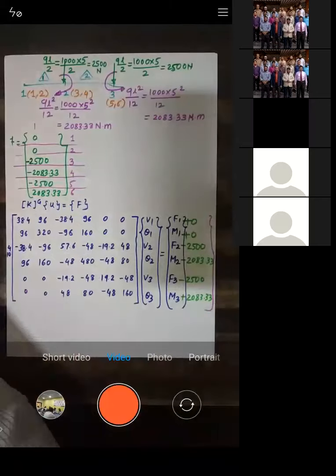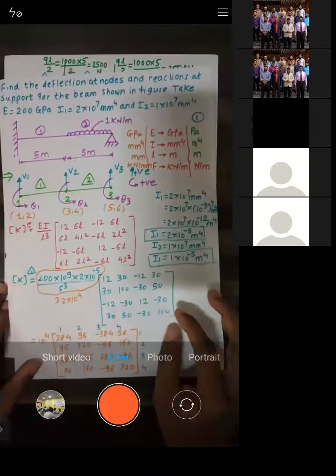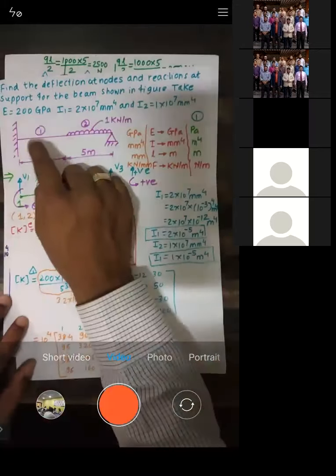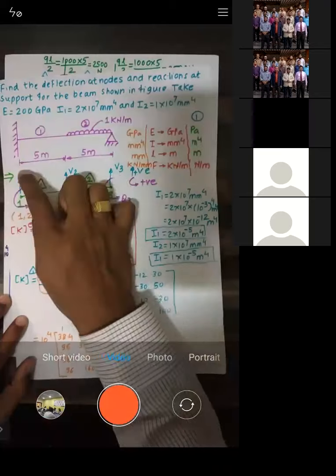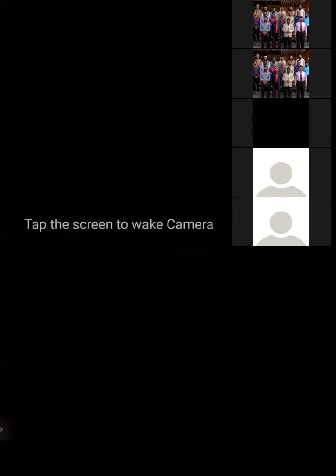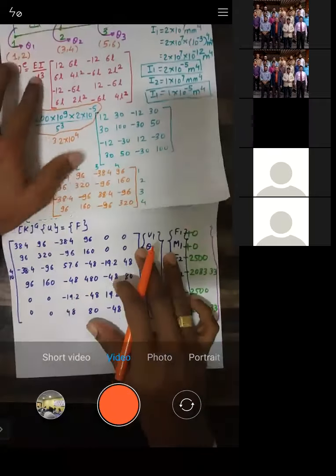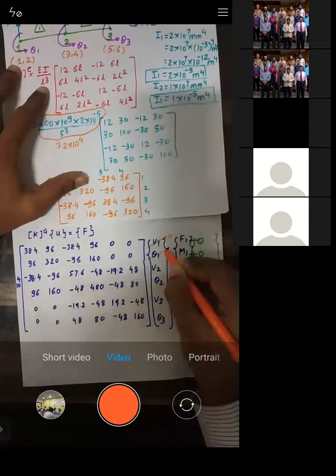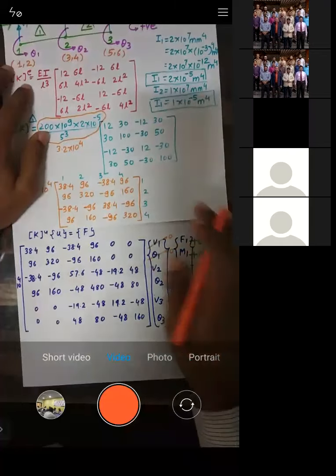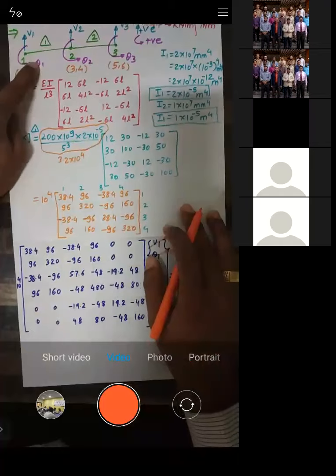In order to solve, we will impose the boundary conditions. Node 1 is fixed. That means V1 and theta 1 are 0. So we'll make V1 as 0 and theta 1 as 0, because at node 1 the structure is fixed.